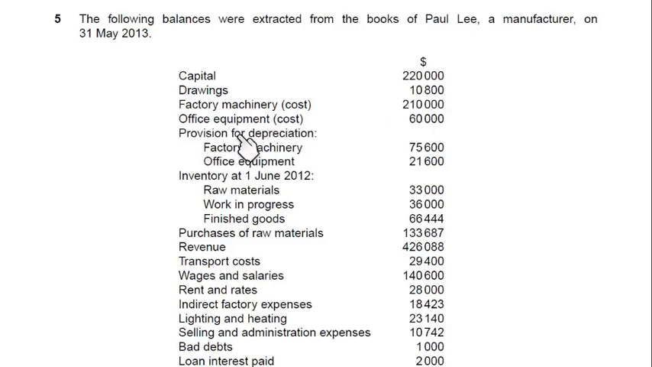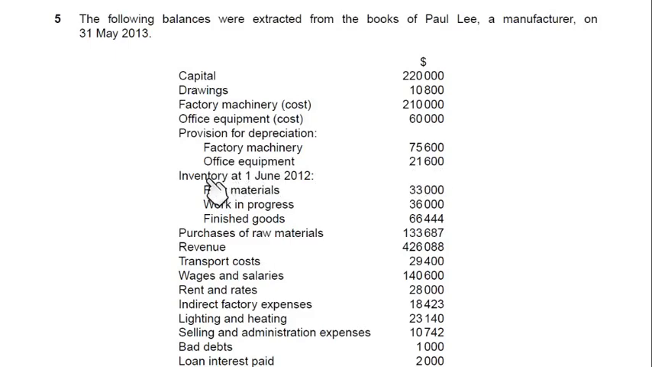Then we have provision for depreciation. Provision for depreciation, as you may be aware, is also known as accumulated depreciation, meaning this is the total depreciation till date of the assets, such as factory machinery being depreciated for 75,600. Then we have office equipment depreciation, that is 21,600 till date.